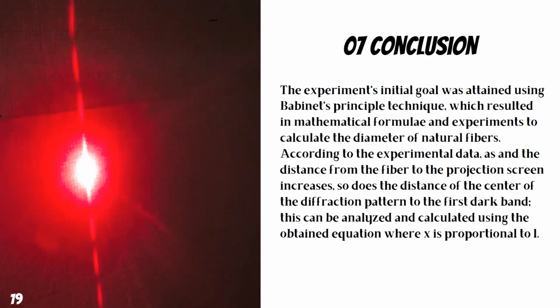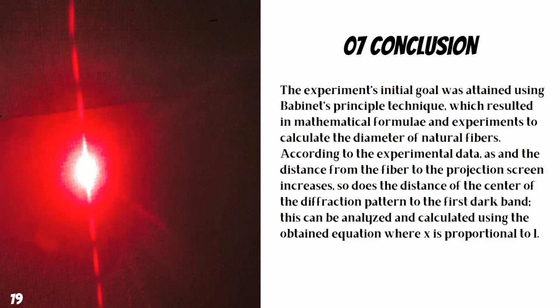And to conclude, the experiment's initial goal was attained using Babinet's principle technique, which resulted in mathematical formulae and experiments to calculate the diameter of natural fibers. This experiment also looked at the relationships between the distance from the center of the diffraction pattern to the first dark band and the distance from the fiber to the projection screen as a function of diameter.